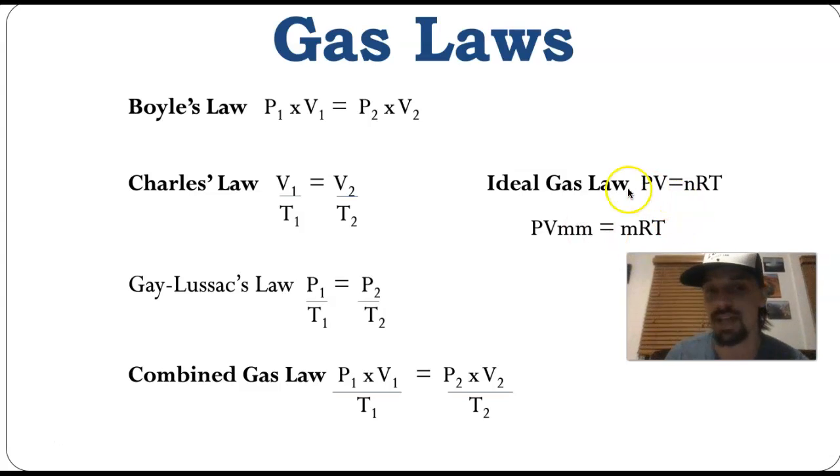The combined gas law just relates all of them, and it takes into account when all of these variables are changing. The ideal gas law, I typically use when I'm looking for moles, or if I'm only given one pressure or one volume. And then my molar mass equation: molar mass equals mRT over PV. This is the same equation, just rearranged slightly differently.